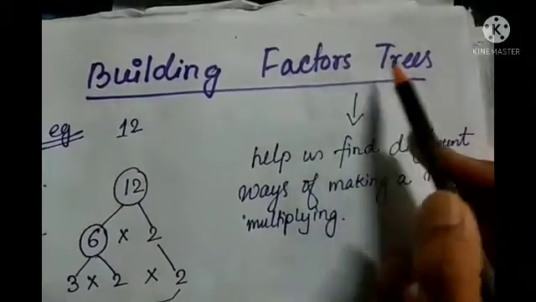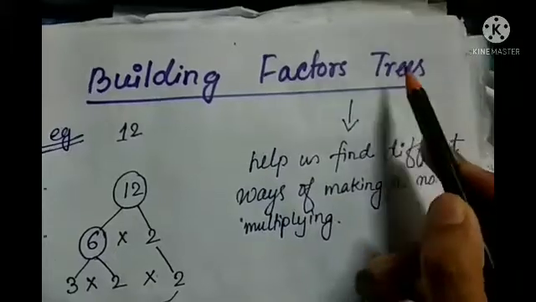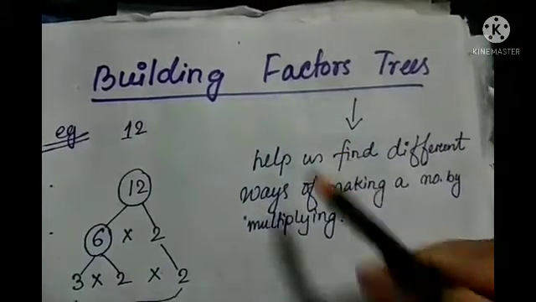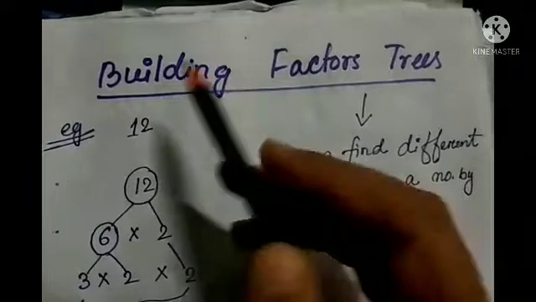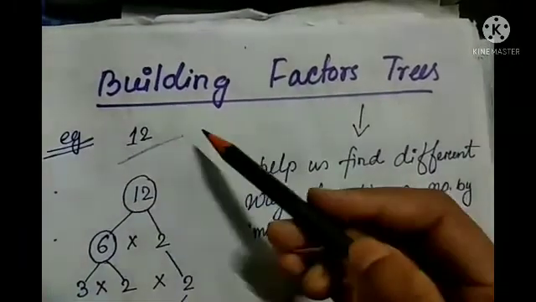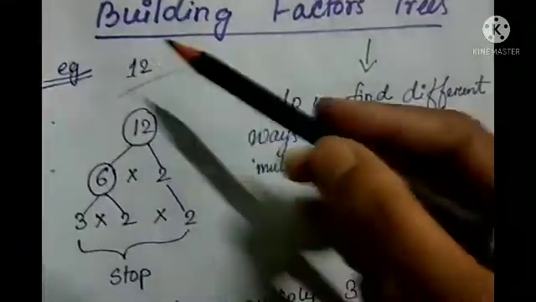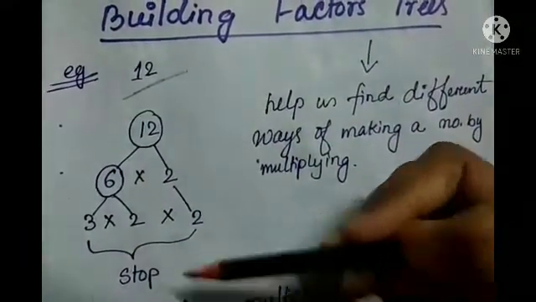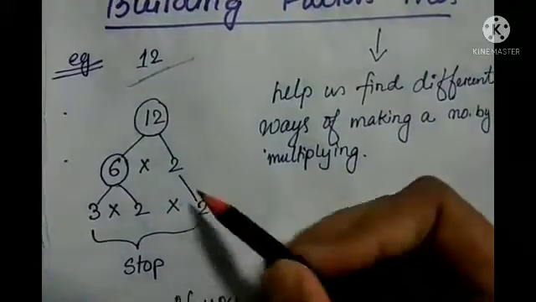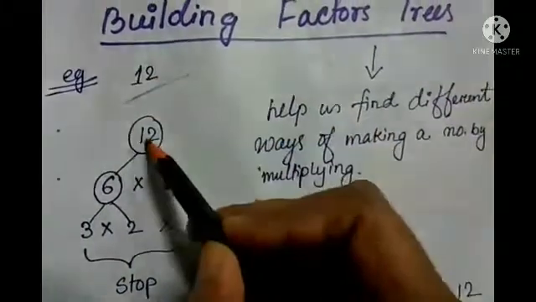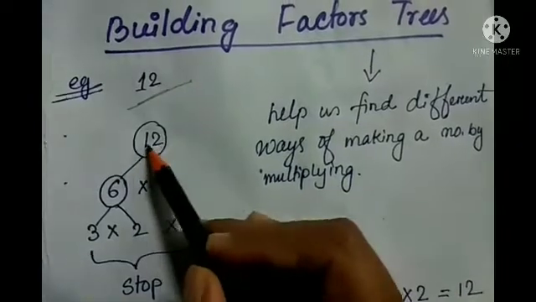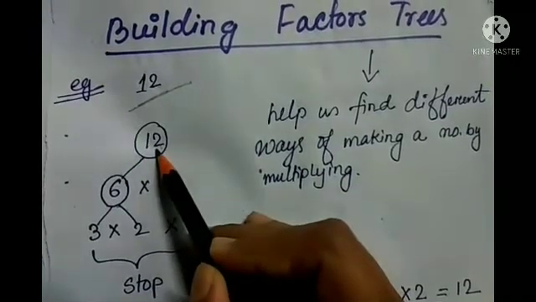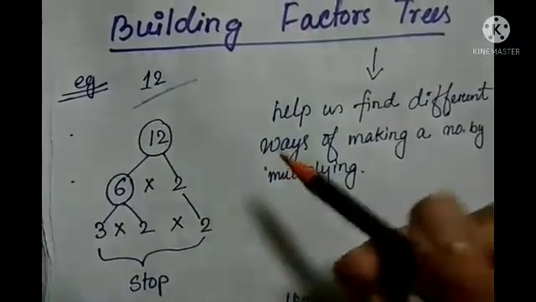Factor trees help us to find different ways of making a number by multiplying. Okay, here you can see I have taken one example, 12, and I have drawn one factor tree. I will explain to you how I have drawn it. So 12 is the number, we have to find out the factor tree. So how can we get 12, students? There are so many possible ways, right?